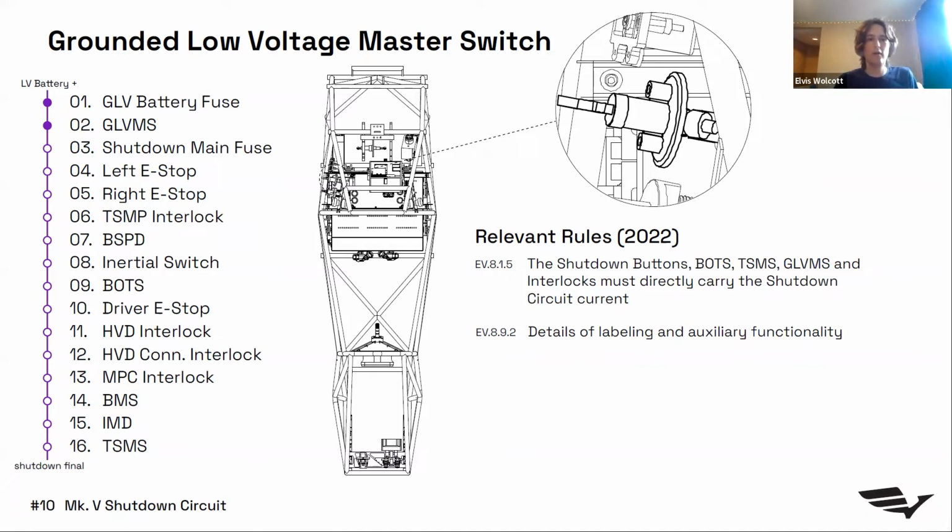The next node is the grounded low voltage master switch. This you'll see on the side of the car, the right side to the driver. It is a switch with a red circle on it, and it will have this big red key in it. The grounded low voltage master switch not only is part of the shutdown circuit, but it is also the switch that completely turns the low voltage systems on and off. And it's rules required that the current of the shutdown circuit flows through the switch. And then there's a lot of specifics on where you have labels, what the labels say, what symbols you use next to it, how big it is, how high it is, a lot of boring stuff that can all be found in the rules.